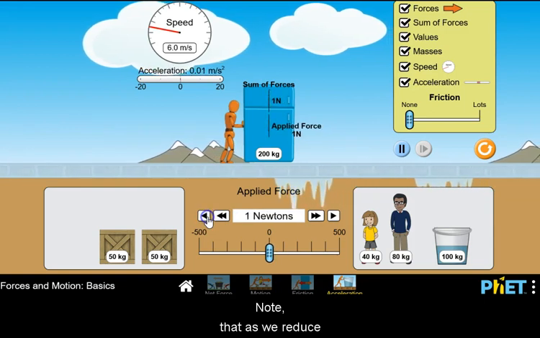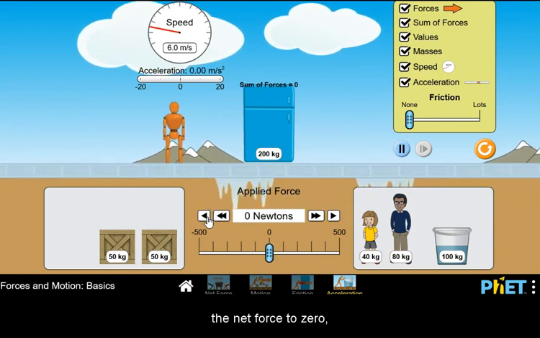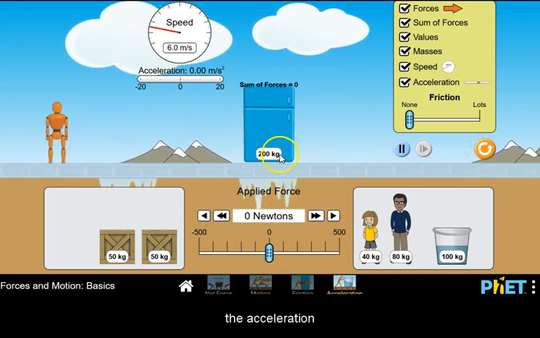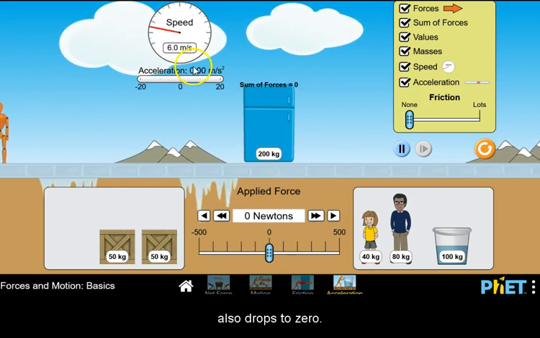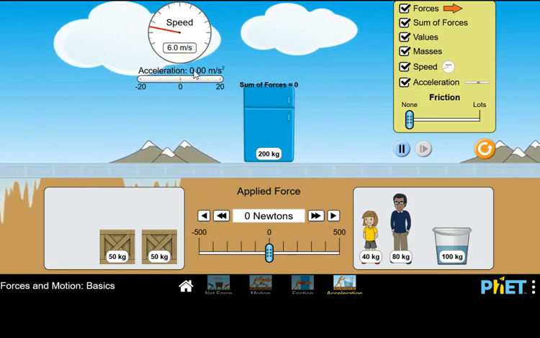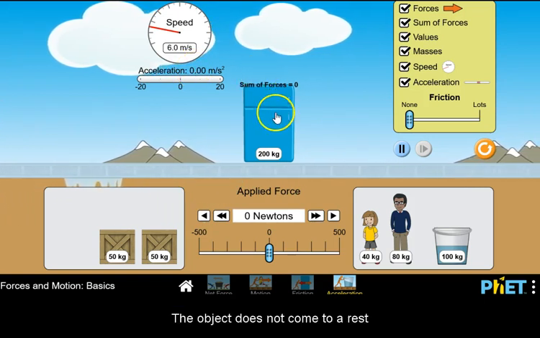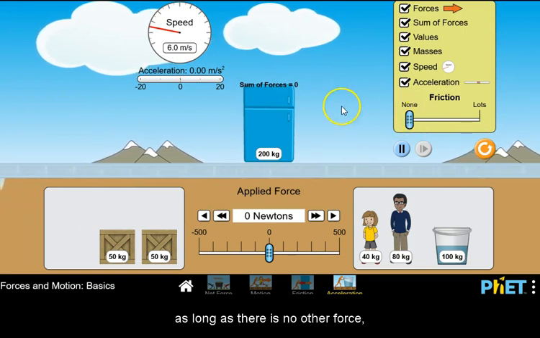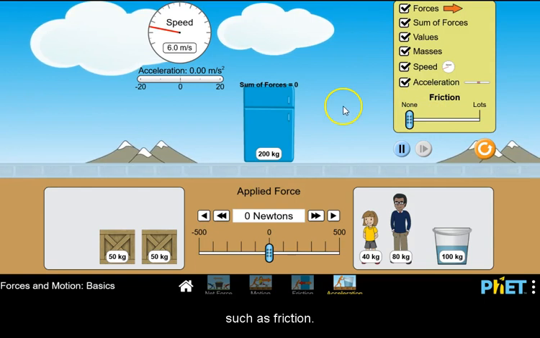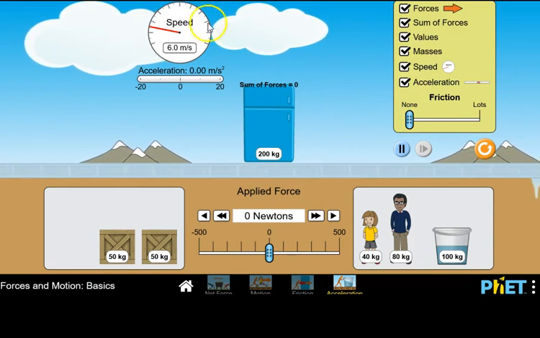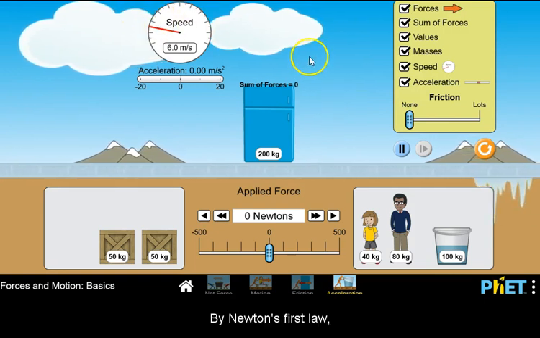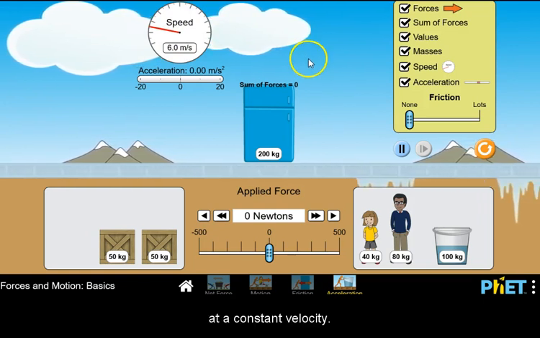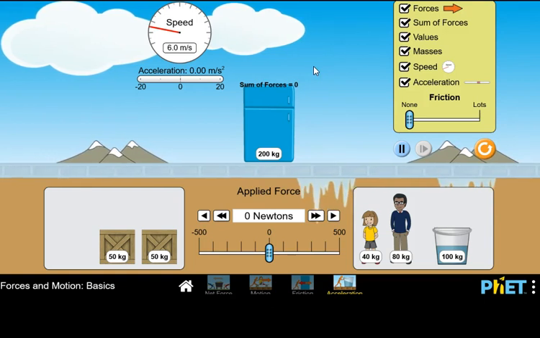Note that as we reduce the net force to zero, the acceleration also drops to zero. The object does not come to rest as long as there is no other force, such as friction. By Newton's first law, it will continue at a constant velocity.